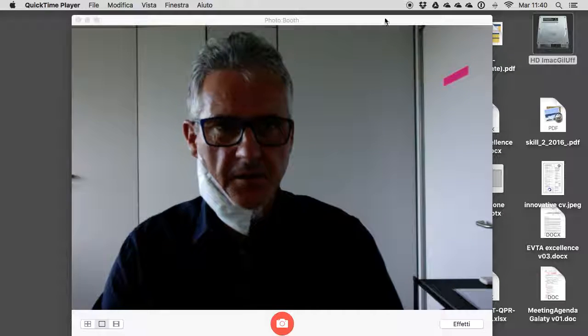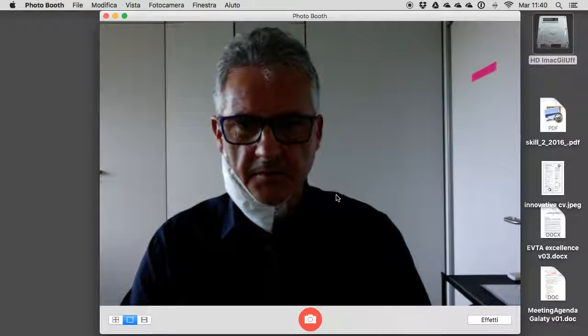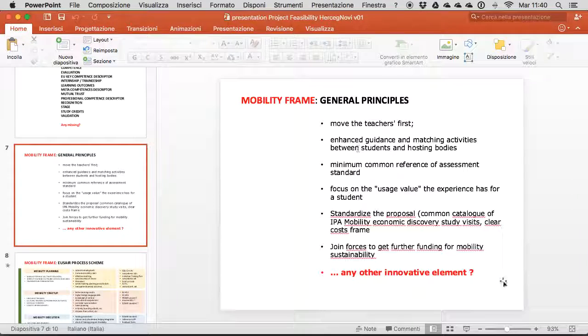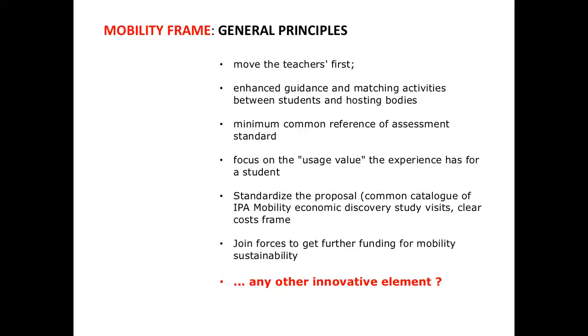Here we are for the second video, and I switch immediately to the slide we were in at the end of the first, which is about the mobility frame, as you know. And we have had a quick look at what the second chapter, the glossary, will contain, and this is the third chapter, the mobility frame process scheme.